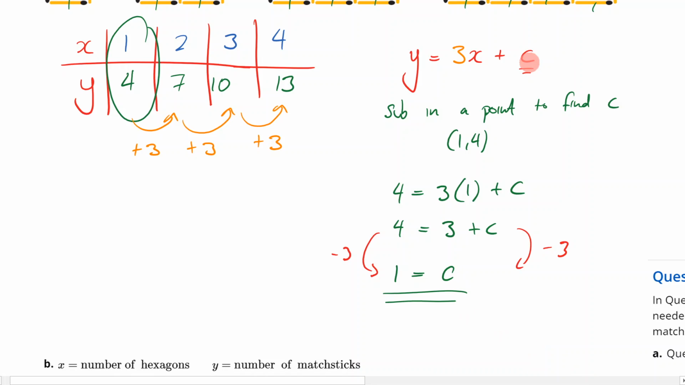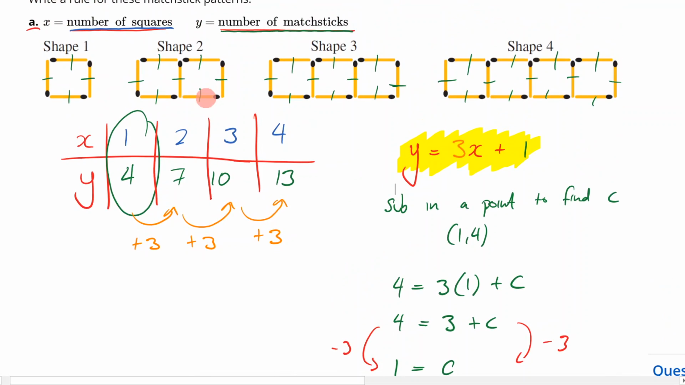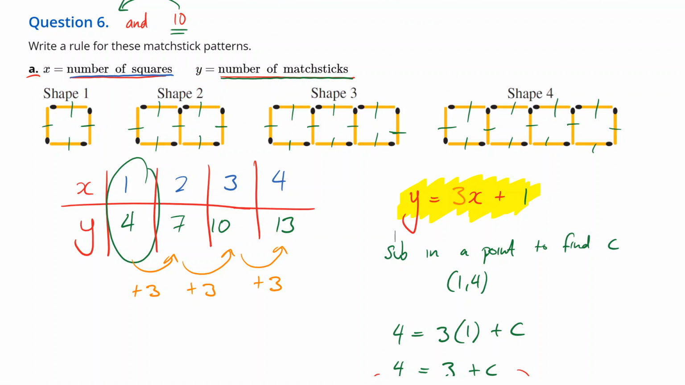So I can come up here and I can replace this with 1. So my answer is going to be Y is equal to 3x plus 1. I have created a rule for the matchstick pattern. So the answer to the first one is Y is equal to 3x plus 1.